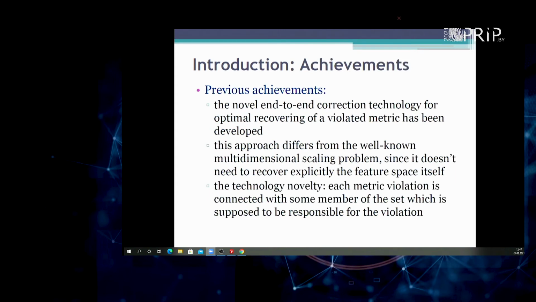Previous achievements. We have developed a novel end-to-end correction technology for optimal recovery of a violated matrix. This approach differs from the well-known multidimensional scaling problem, since it doesn't need to recover the feature space explicitly. The novelty of the technology is that each metric violation is connected with some member of the set which is supposed to be responsible for the violation, unlike the traditional approach, which does not suppose this.